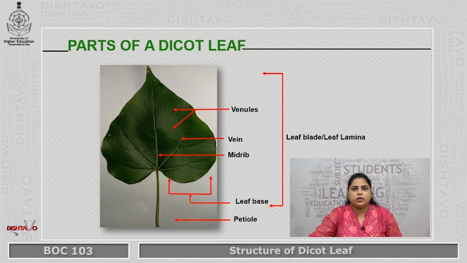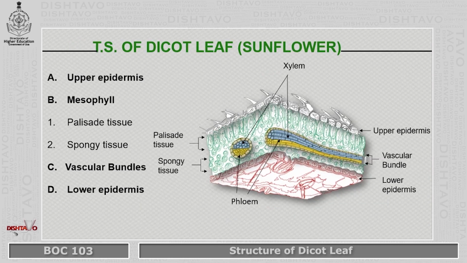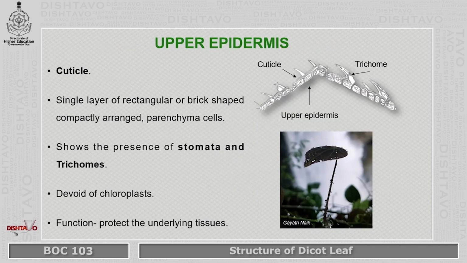Now, let us have a look at the internal structure of a dicot leaf. When you take a section of a dicot leaf passing through the midrib, you will get to see the following layers: upper epidermis, the mesophyll tissue, which is differentiated into palisade and spongy, vascular bundles, and the lower epidermis. Now, let us see the first layer, that is the upper epidermis.